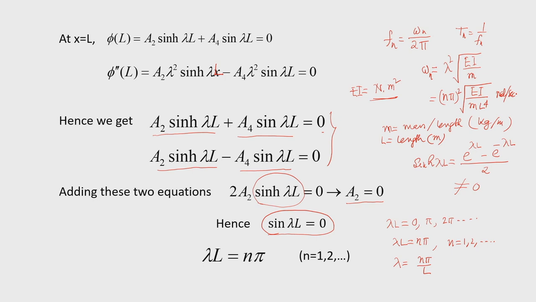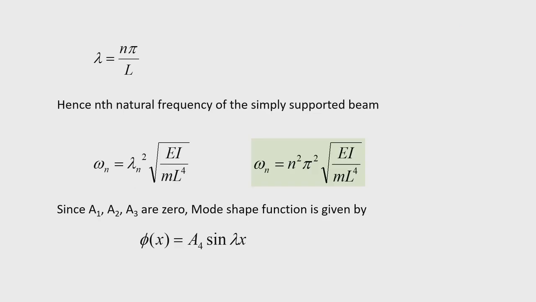In the process of obtaining the constants of integration by applying the boundary conditions, except A4, all are 0. So therefore, the mode shape function is now given as phi x is equal to A4 sin omega x. One important thing is that A4 is an arbitrary constant whose magnitude has to be found out. Here I can write this as sin, and lambda is n pi by L. So this is the mode shape function.